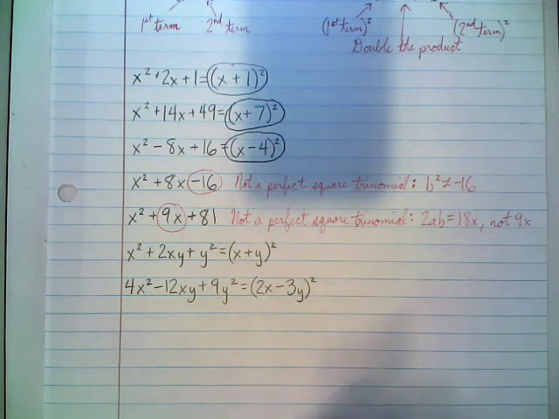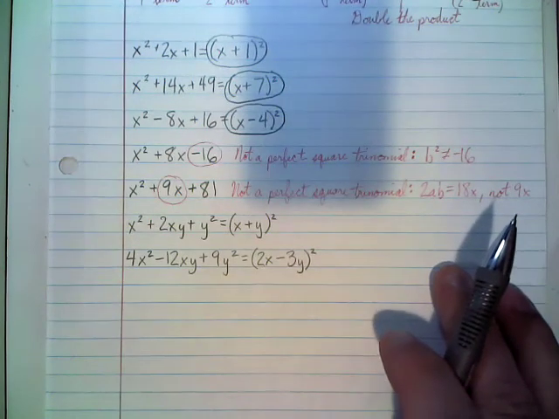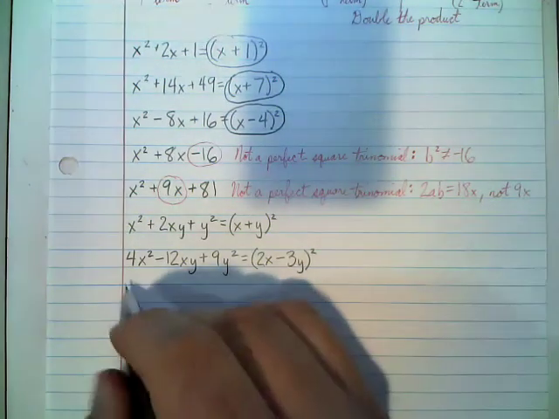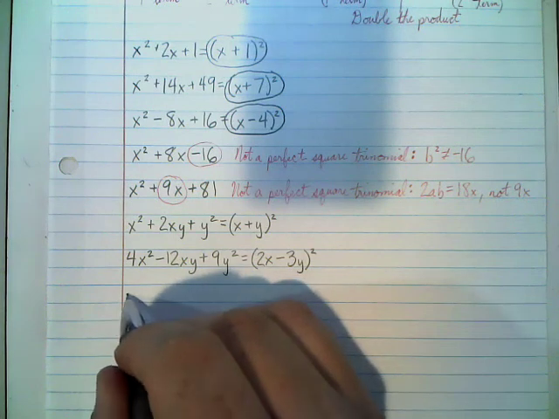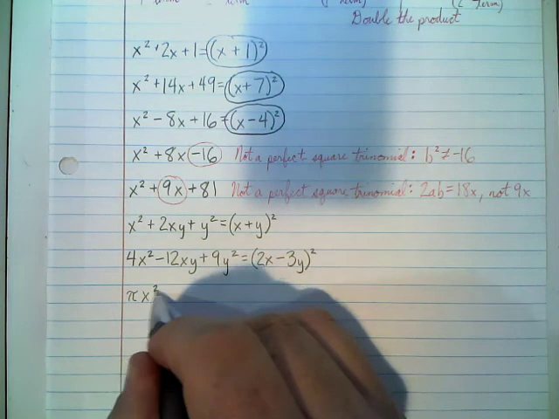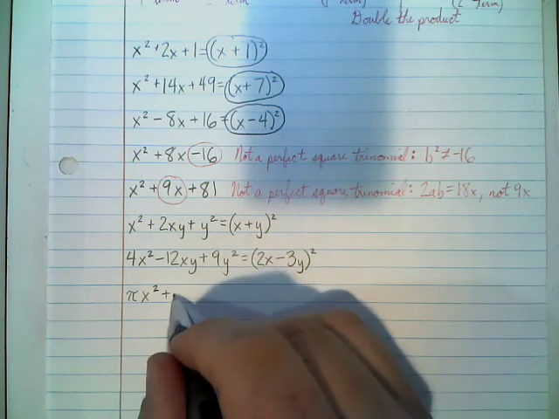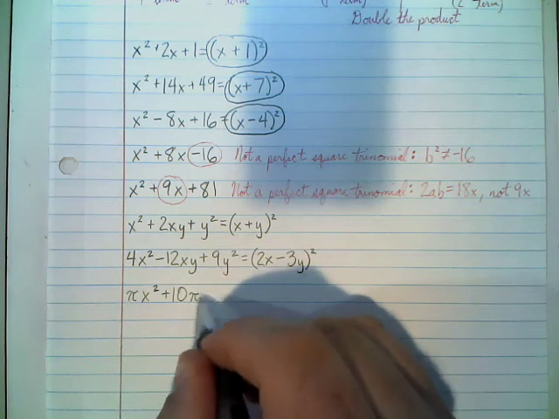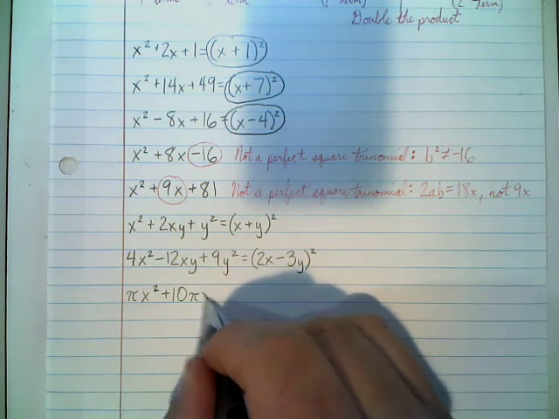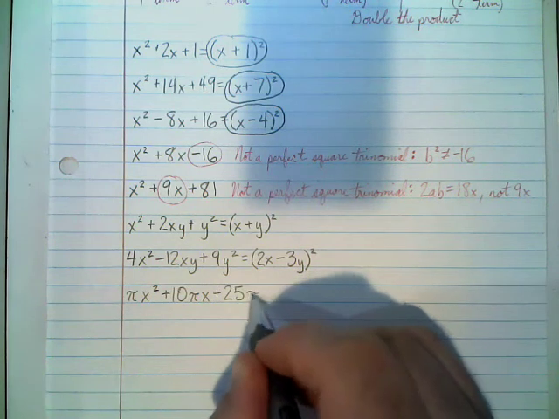All right. So that was a little bit harder. We're going to do another couple here that are going to be a little bit more challenging. So for our next one, we're going to go pi x squared plus 10 pi x plus 25 pi.